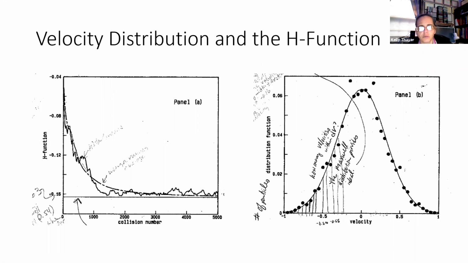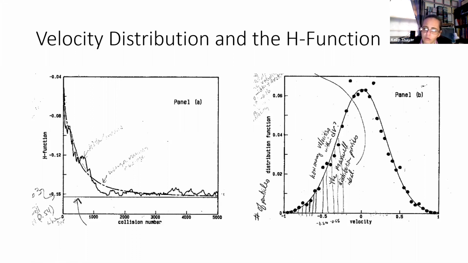The velocity distribution and the H function are related in an important way. The H function is going to measure how similar the distribution of the velocities is. This is why I was telling you about the kinetic gas theory. The kinetic gas theory states that the particles should be making a Gaussian distribution, and so our velocities should be making a distribution.